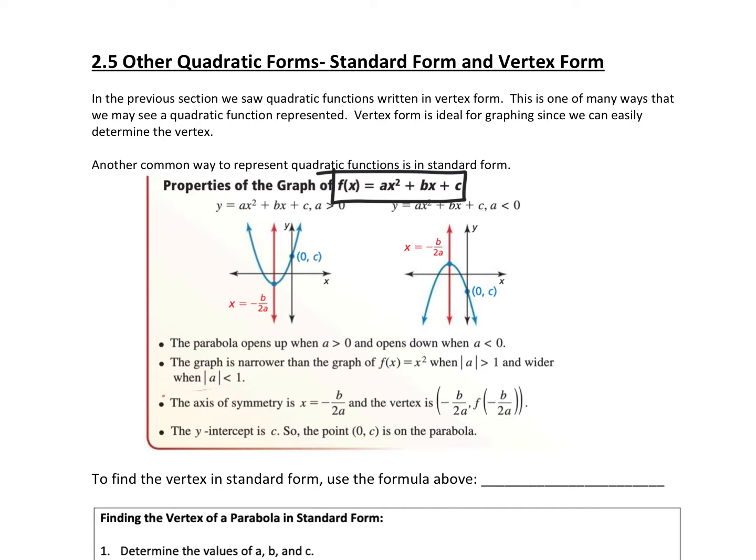So here's some important information. The axis of symmetry is negative b over 2a. And to get the vertex, you'll take that x value and you'll plug it back in. And then the last information here that would be important is the y-intercept is c. We don't use that a ton, but it is kind of a fun fact there. Whatever your c value is, that's your y-intercept. So to find the vertex in standard form, you have to use the formula from above, x equals negative b over 2a. That'll get you your axis of symmetry, and then you'll plug it back in.